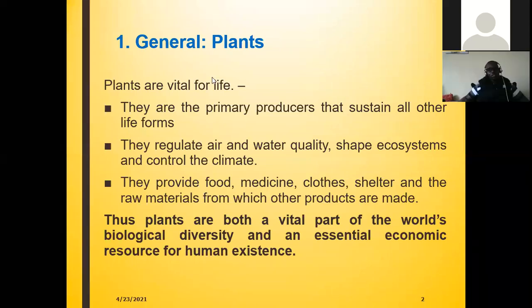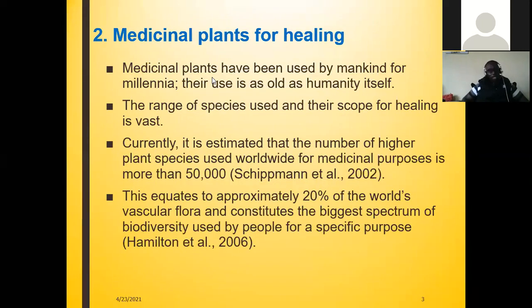Food, clothes, medicines that come from plants and other raw materials that we use in everyday life. Now, this makes plants very important in the world's biological diversity. Also, they are important for the economic resources that we get from them. But we are going to focus our talk today on medicinal plants.